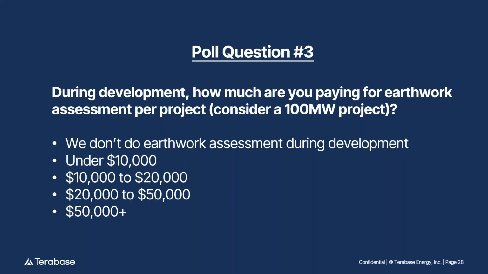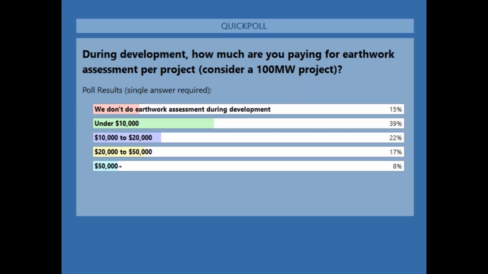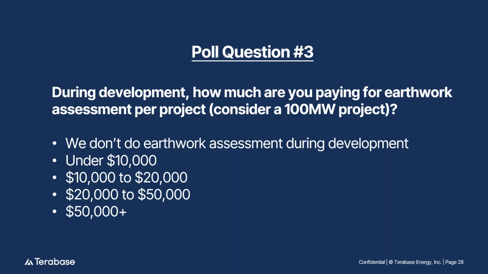All right. So the poll is closed. We should be displaying the results at this point. It looks like the people, nearly 40%, are paying under $10,000 in the early stages of development. But there is a bit of a distribution where people are paying a bit more. All right, well, thank you for that.